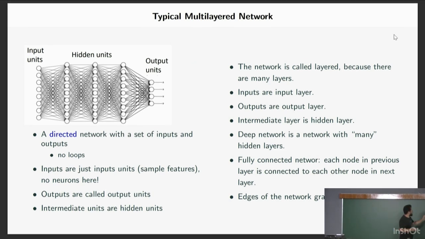But between the two layers, these nodes don't have edges with these nodes. It has edges only with this layer, so it's complete in that sense. All the nodes here have edges with all the nodes here, and all the nodes here have edges with all the nodes here, and so on. This is the basic definition. As I said, you can do pruning and specify things like that, but in the basic definition we assume that it's complete. Edges of the network are weighted.